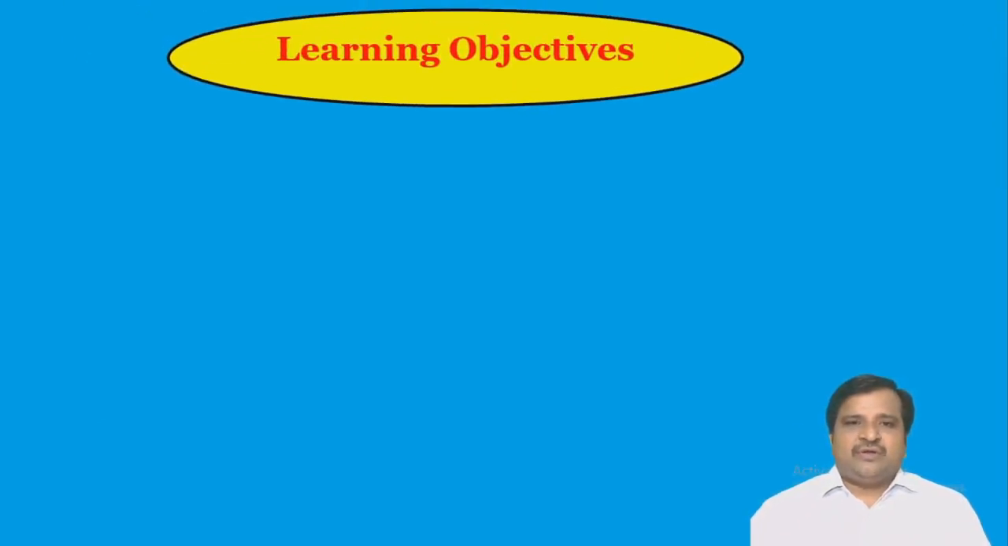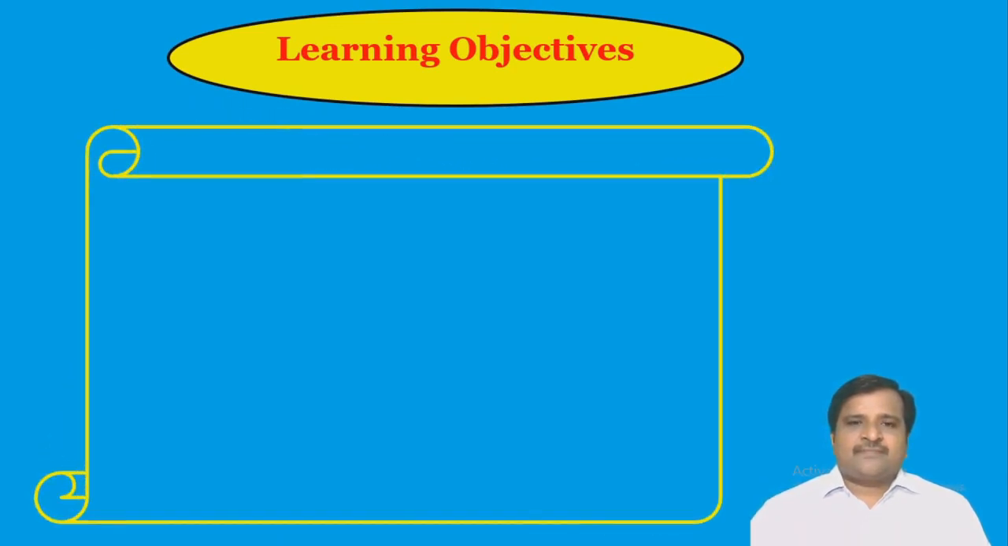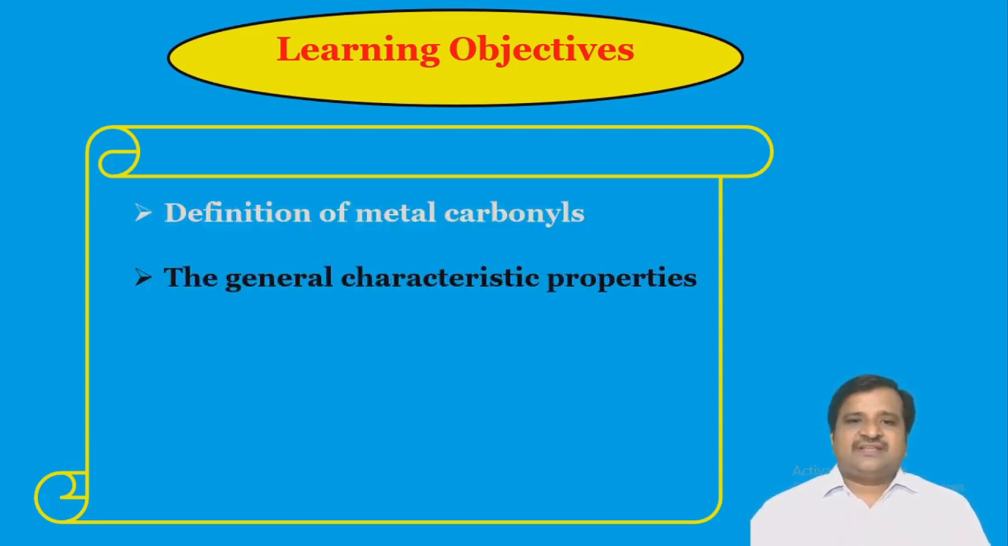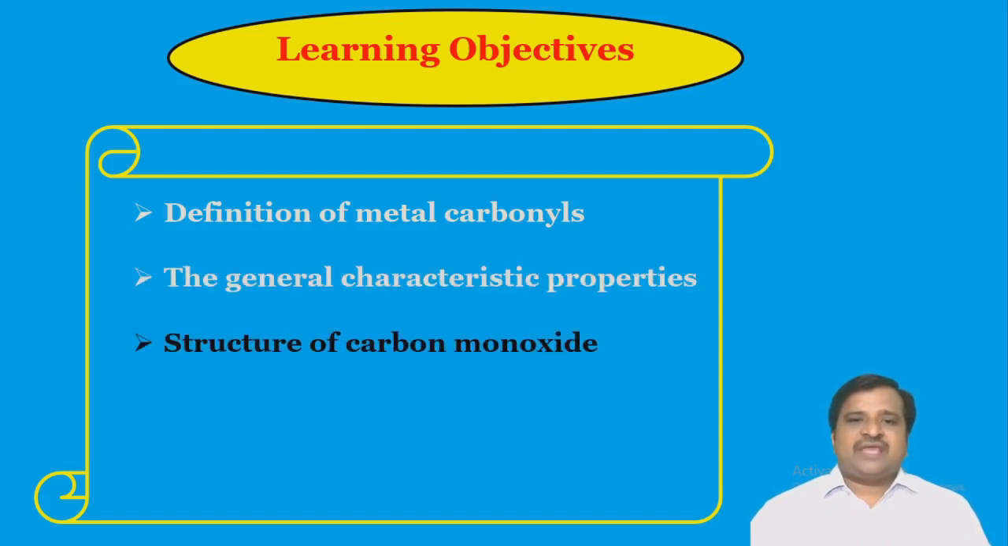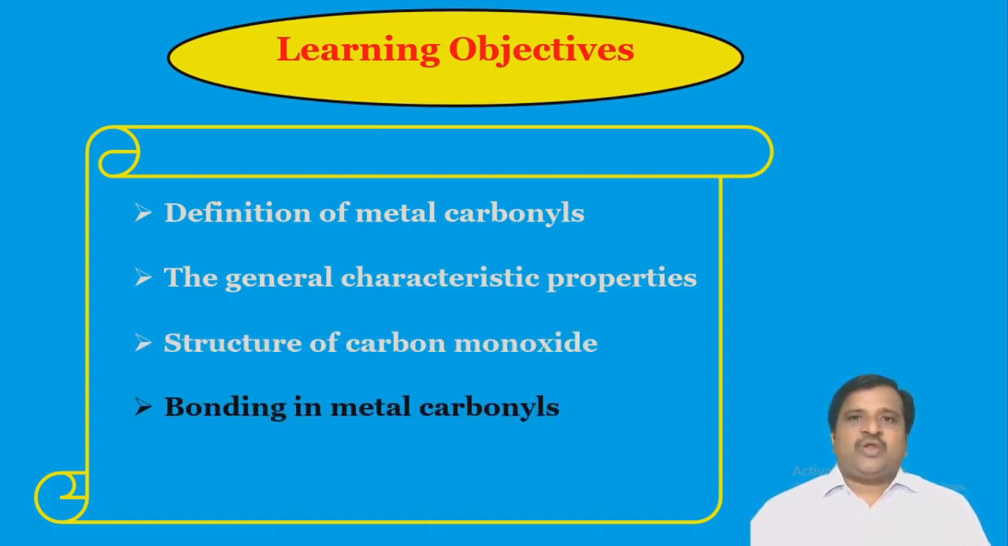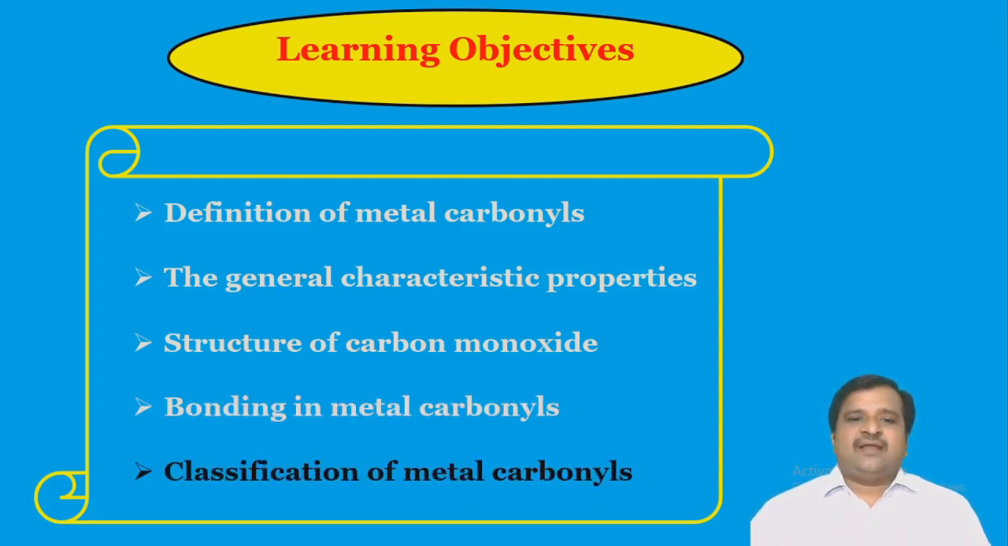In this video, the learning objectives are: the definition of metal carbonyls, the general characteristic properties of metal carbonyls, the structure of carbon monoxide, bonding in metal carbonyls, and finally the classification of metal carbonyls.